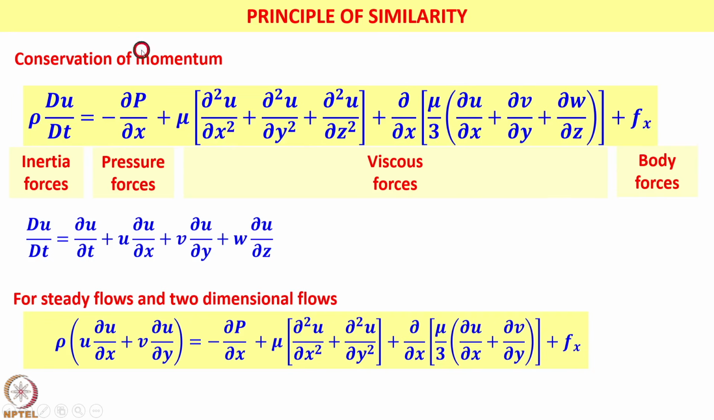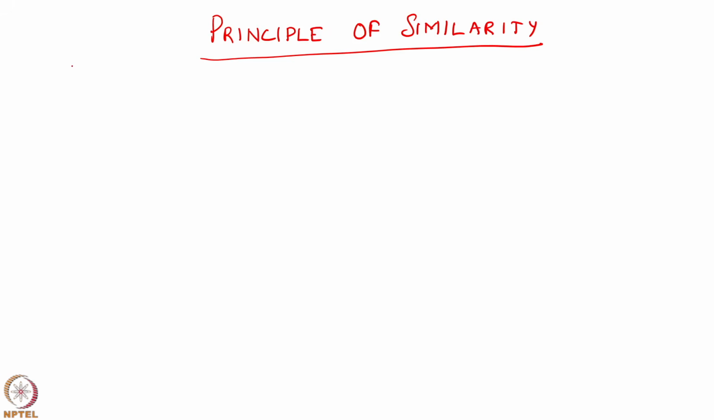And du by dt, if you expand, you get ∂u/∂t, and these are the convective terms. Let me consider steady and two-dimensional flows. The moment I say steady, nothing varies with time, so ∂u/∂t is 0, and the z term, that is ∂u/∂z and the w term, does not exist because it is a two-dimensional flow. So this term will vanish. So let me write the equation for steady, two-dimensional flow.